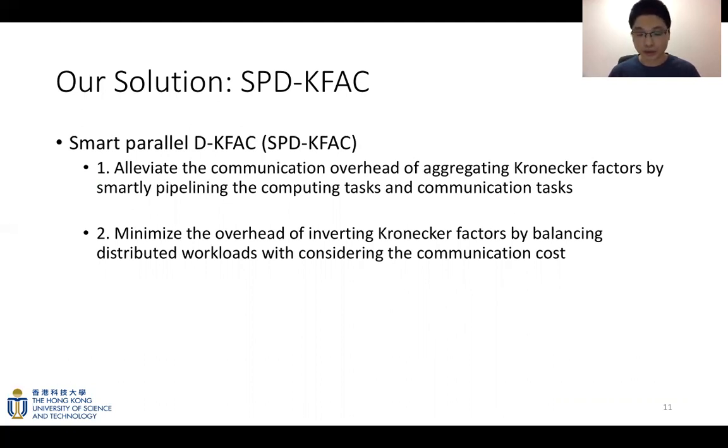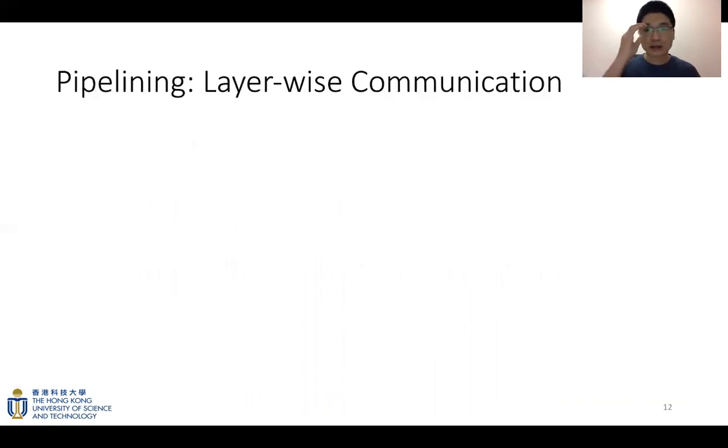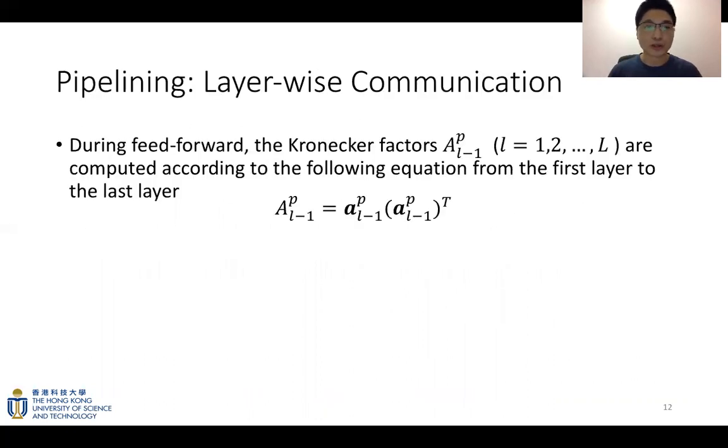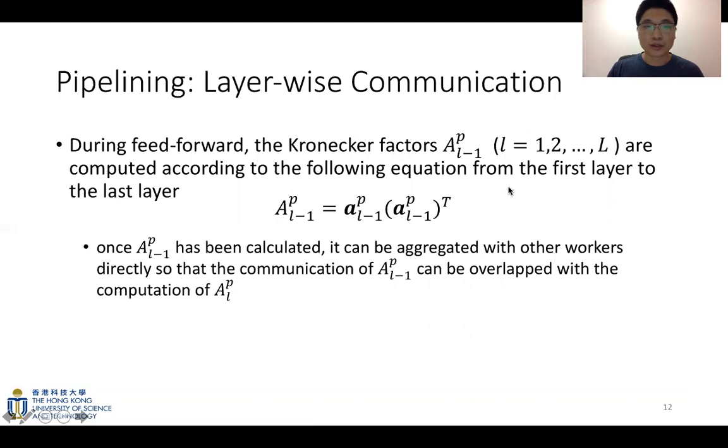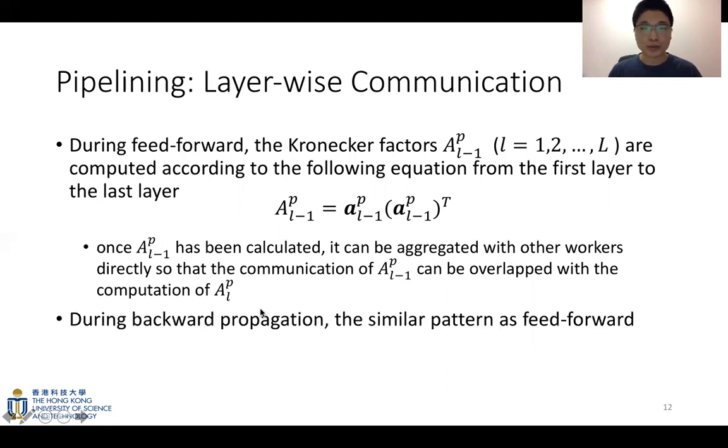Regarding the pipelining technique, during the feed-forward computation, once the Kronecker factor A has been calculated, it can be aggregated with other workers directly, so that the communication of A can be overlapped with the computation of the next layer. It is the same during backward propagation for constructing the matrix G and its communication.